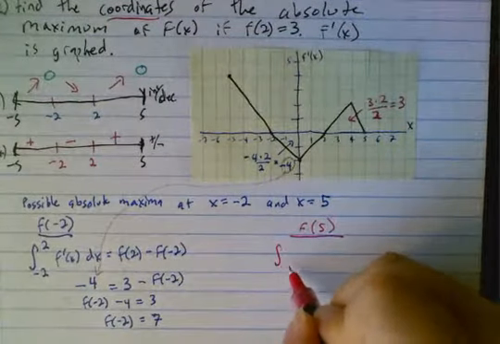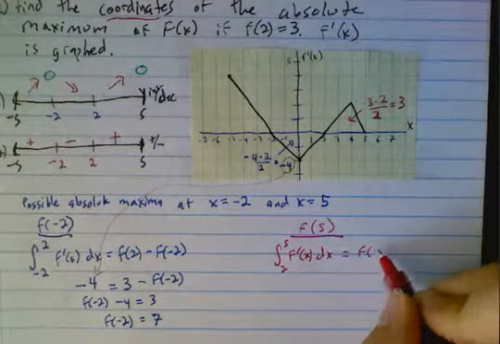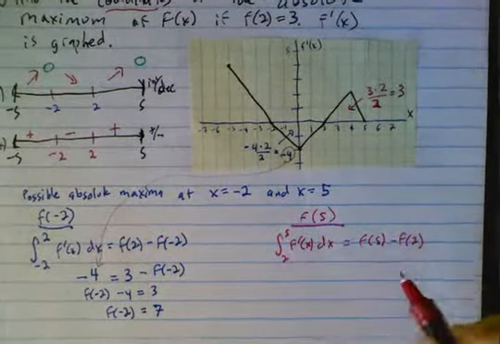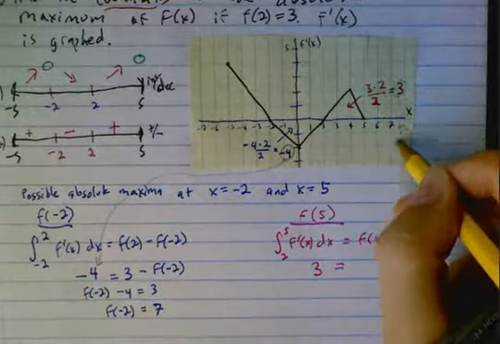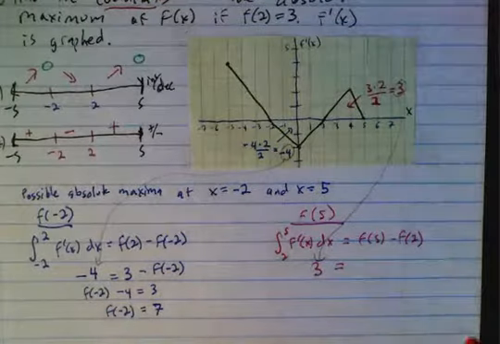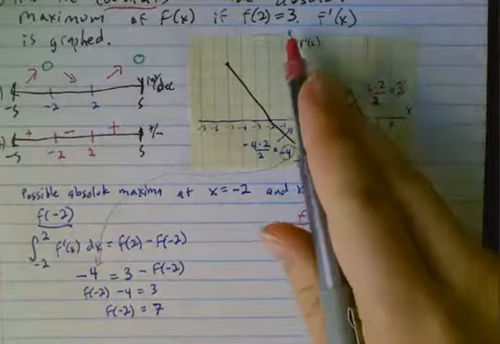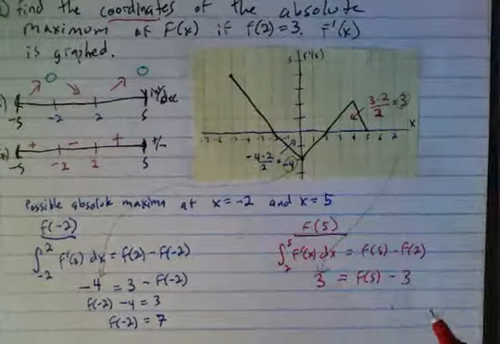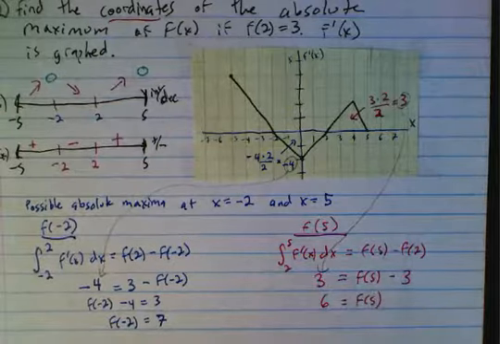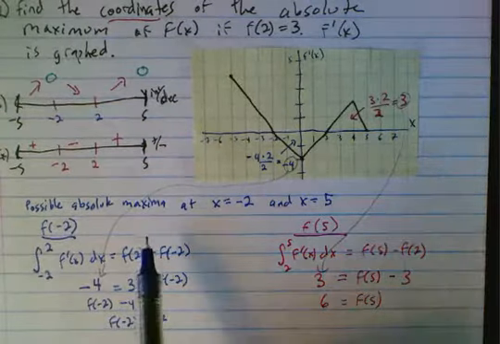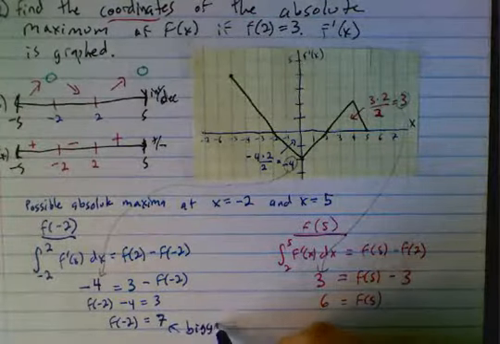So we know the area under the curve from 2 to 5 of f prime of x dx, that's going to equal f of 5 minus f of 2. We just found this area is 3. Again, that's coming from the graph. F of 5 we want to know. F of 2 is 3. So add 3 to both sides. F of 5 equals 6. We're looking for possible absolute maximum. This is bigger.